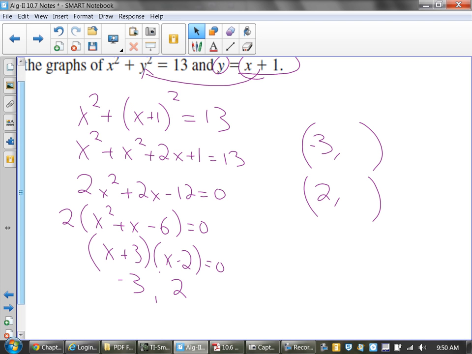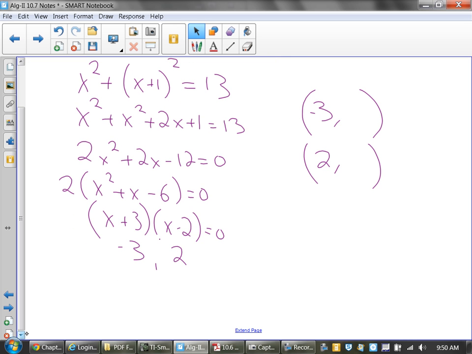y equals -3 plus 1, which is -2. So here it's -2. And I say that y equals 2 plus 1, so it is 3. Again, substitution. This is really all it is.